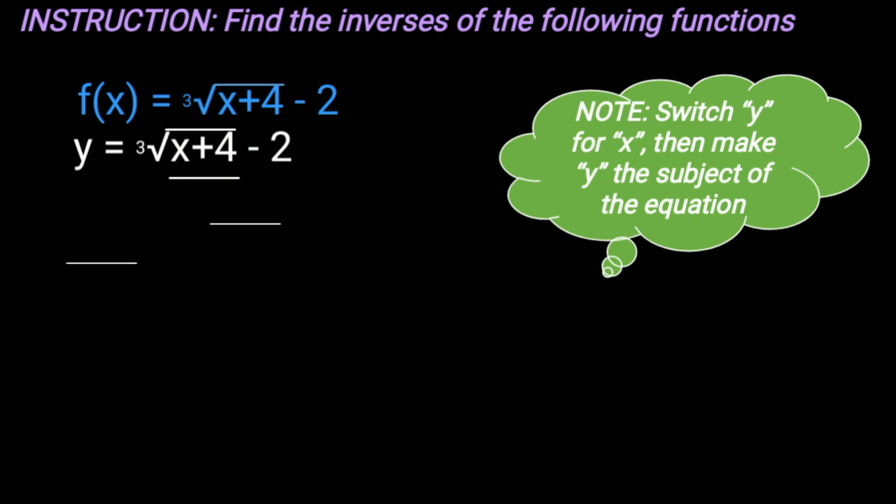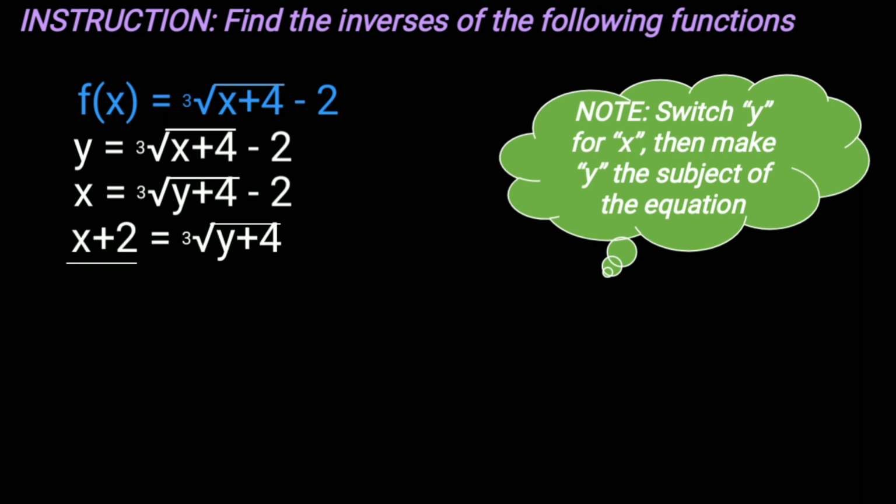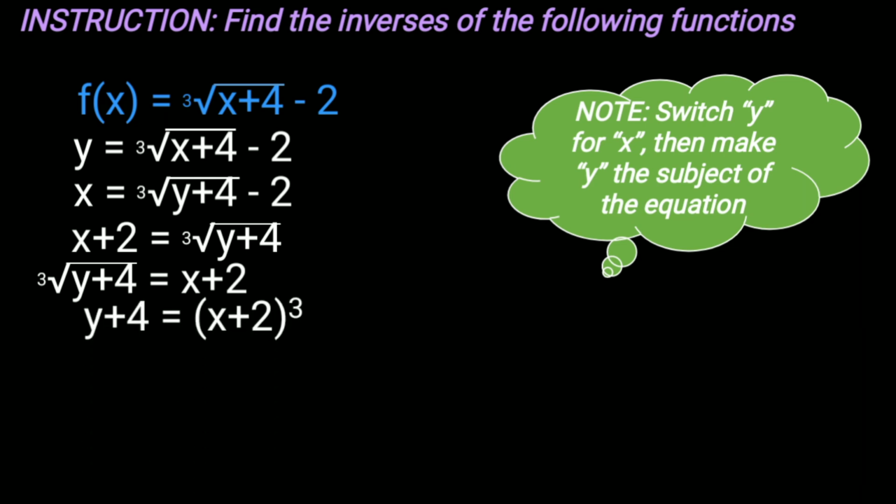And then the next step we want to take is to switch x for y. So here is x equal to cube root of y plus 4, minus 2. And then we move 2 to the other side of the equality sign. That becomes x plus 2 equal to cube root of y plus 4. So we write cube root of y plus 4 equal to x plus 2. In this case, what we need to do is to move the cube root to the other side of the equality sign, and that will become a cube. So this becomes y plus 4 equal to (x plus 2) cubed.